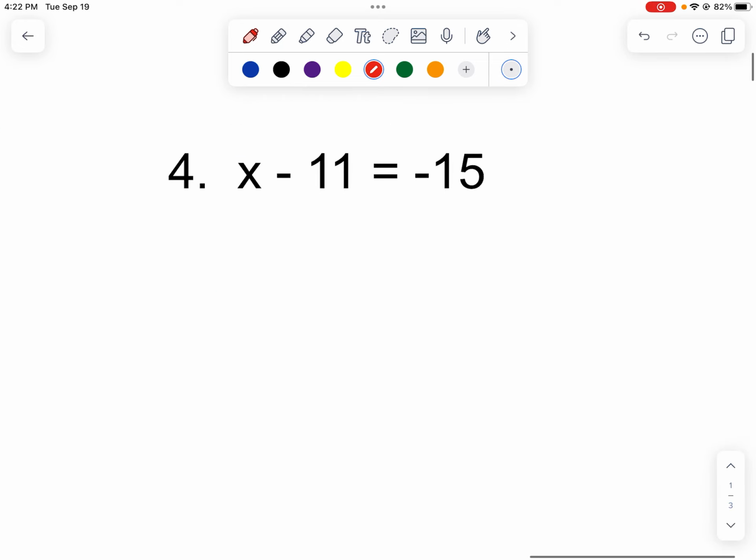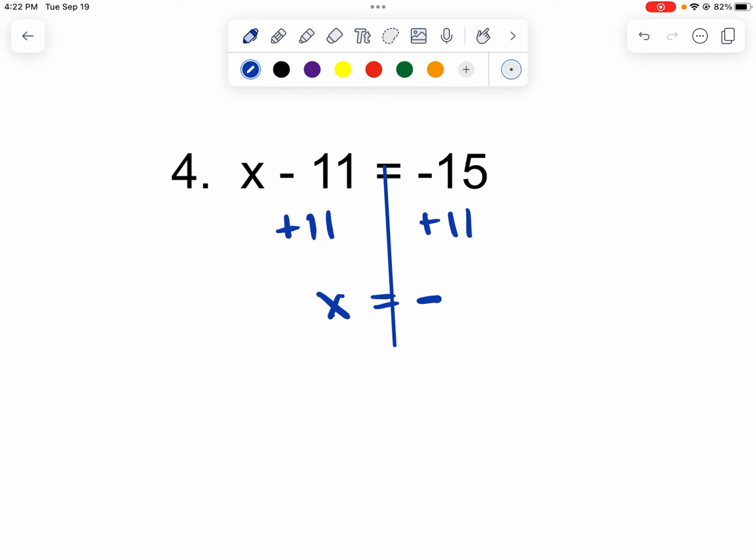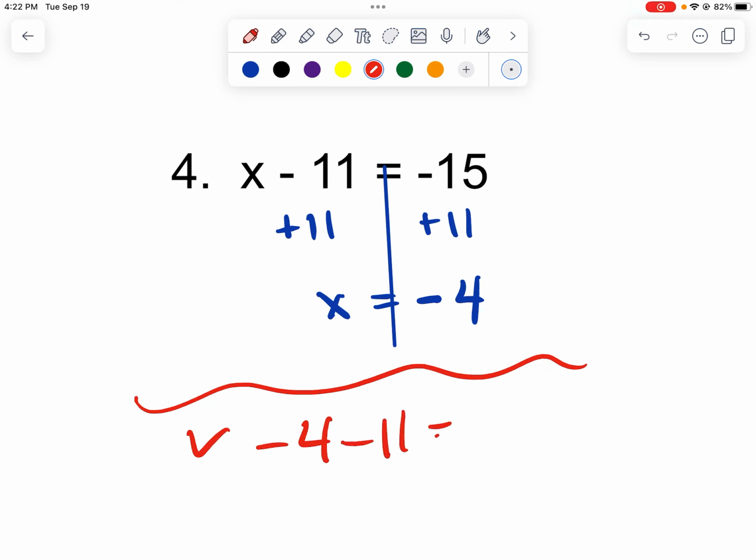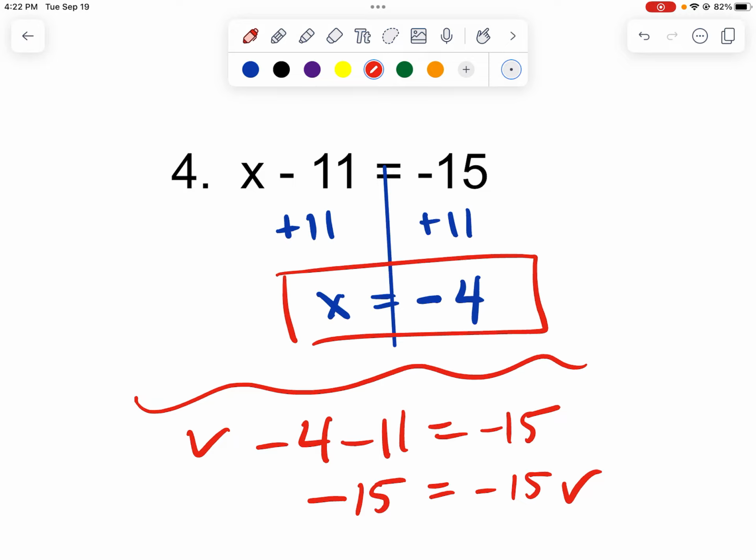Over here, I'm going to add 11 to both sides. I'm going to get x equals, there are more negatives than positives, so my answer is going to be negative 4. I check my answer. Negative 4 minus 11 equals negative 15. Both of them are negative, so you add and keep the sign. So hooray, my answer is negative 4.